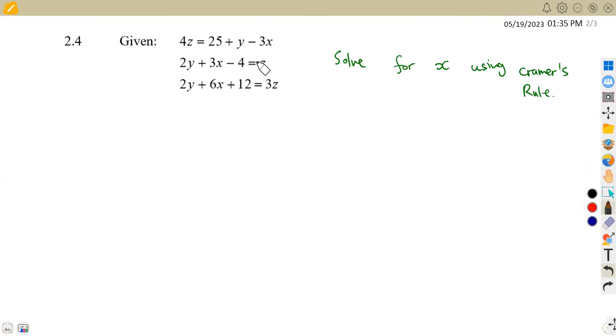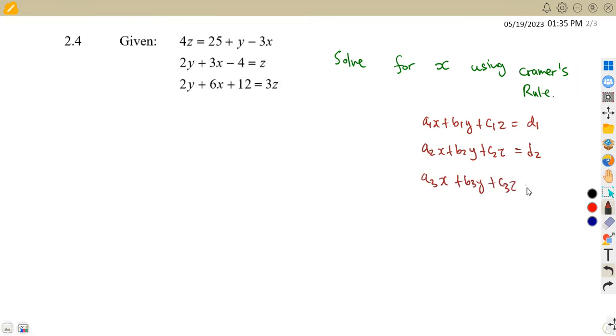Remember, I said it's on the order that you're supposed to have. If you are dealing with three equations with three unknown values, our order this time is supposed to be a1x plus b1y plus c1z, which is equal to d1. The same thing, a2x plus b2y plus c2z, which is equal to d2. a3x plus b3y plus c3z, which is supposed to be equal to d3. So this is the format that you're supposed to have: the variables on one side, constants on one side, and also following the order x, y, and z.